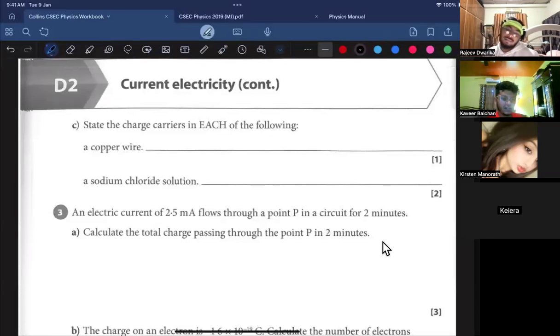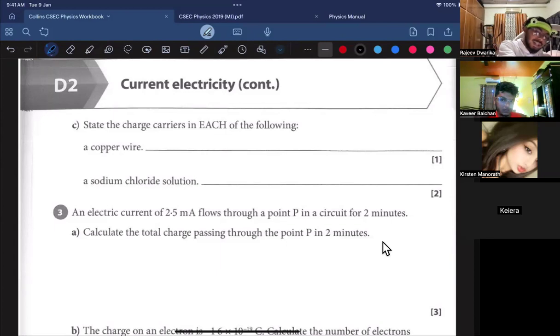I think I have an answer, but I don't know if it's correct or wrong. Tell me. Magnetic field? No, wrong. Electrons? Valence? No. Free electrons? Free electrons or mobile electrons. Okay.